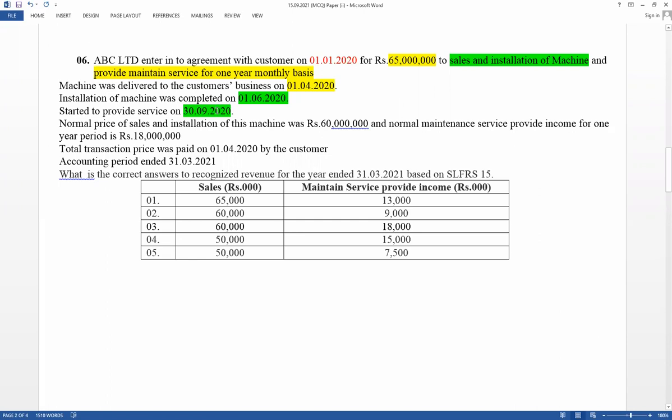Maintenance service was provided during the contract period for only 6 months, but it was agreed to provide maintenance service for 1 year. And the standalone selling price is also given. The normal price of sales and installation of the machine is 60 million, and the normal maintenance service income for a 1 year period equals 18 million. This is called the standalone selling price.